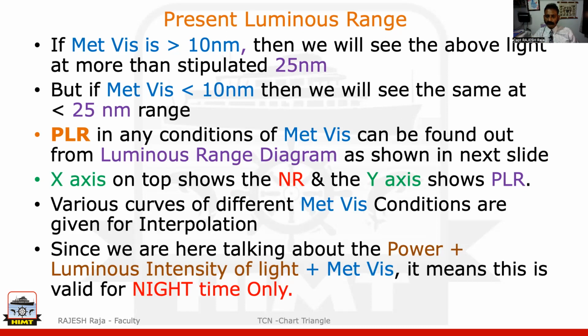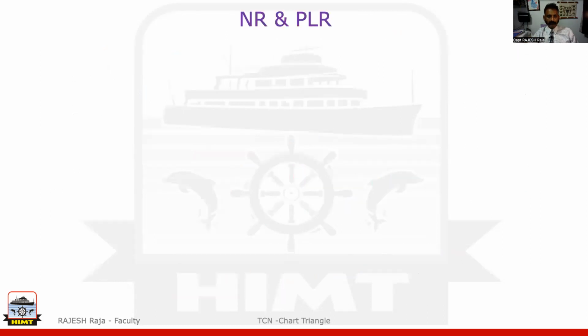And please remember, the Met visibility is a barrier. So all these three are combined as one simple word, which is called present luminous range. You should consider all the three of them combined under a single title called present luminous range. That means I have the power, the luminous intensity, and the present Met visibility. Okay, let us take an example to quickly understand this, whatever I have told.